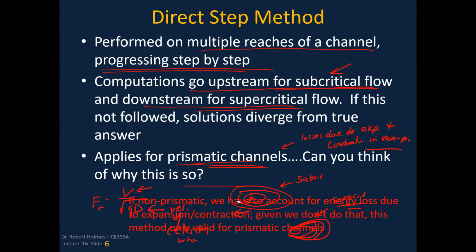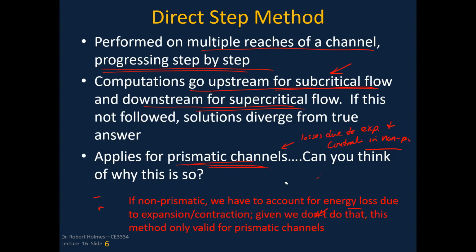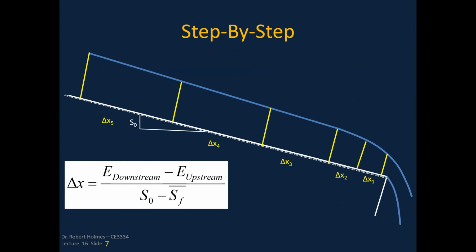So let's erase this where you can see it. This is what I was saying: in non-prismatic channels, we have to account for energy loss due to expansion and contraction. Given we don't do that for the direct step method, it's only valid for prismatic channels. So if we look at a diagram, we've got this channel, and it's just got a big drop there. So we're going to go through critical depth at this end. And let's assume that this is subcritical flow, so we're going to route from downstream to upstream.